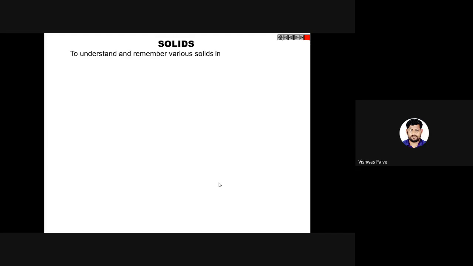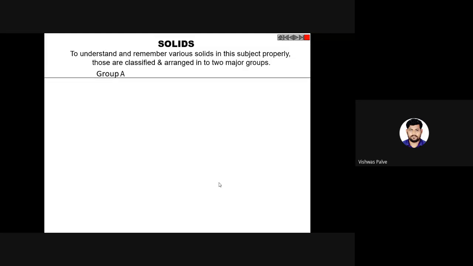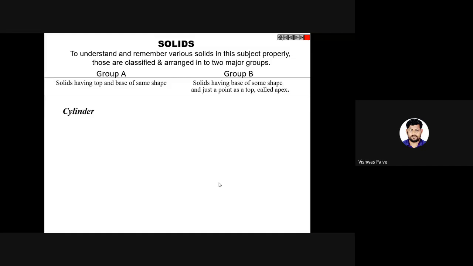To understand and remember the various solids in this subject properly, they are classified and arranged into two major groups. Group A is the solids of revolution and the second is the group having an apex. Cylinder, prism: solids which have a top and base of the same shape. The cylinder has a circular top as well as a circular base. A triangular prism is called so as per its base shape: triangle at the top, triangle at the bottom.